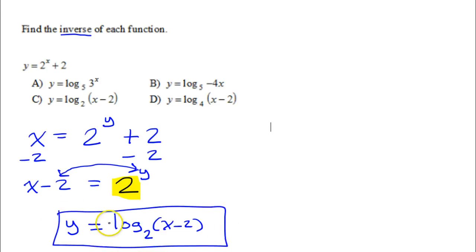All right, so this should be the answer. Let's see if we can find it. I think we're looking at C. y equals log base 2 of x minus 2. The answer is C.